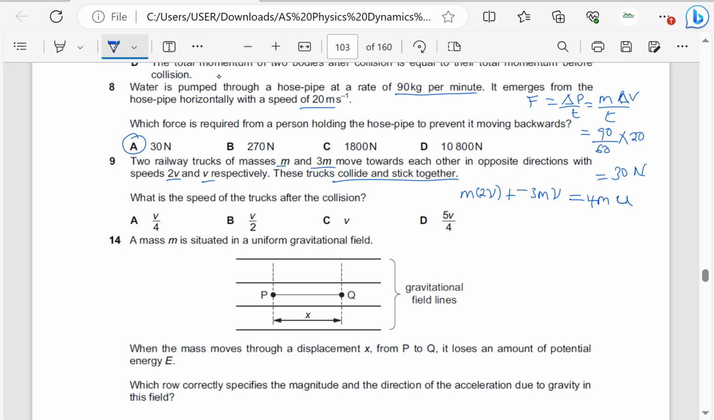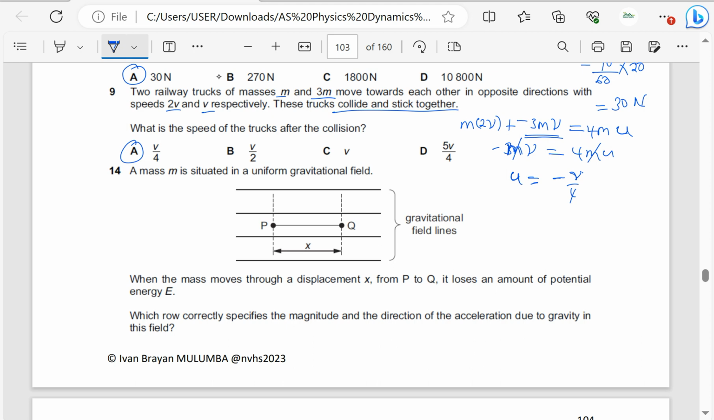So this is 2mv minus 3mv, which gives us minus mv, and the other one is 4mu. So m cancels. So u is going to be equal to negative v divided by 4. So the answer is going to be A. The speed is negative v over 4. In other words, the direction is that of the 3m mass.